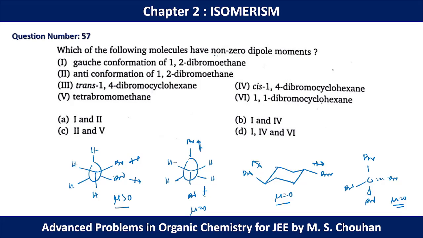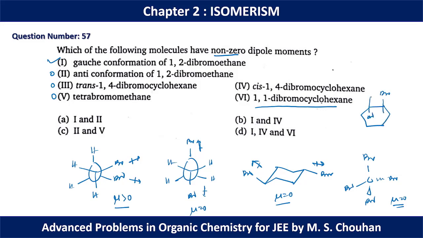So non-zero dipole moment is possible for molecule 1, 3 and 4. Okay, sorry, 1, 3 and 5. So we have to find the non-zero dipole moment. Non-zero dipole moment is possible for molecule 1. This is zero dipole moment. This is again trans, zero dipole moment. This is zero dipole moment. In 1,1-dibromocyclohexane, we have again this kind of situation.